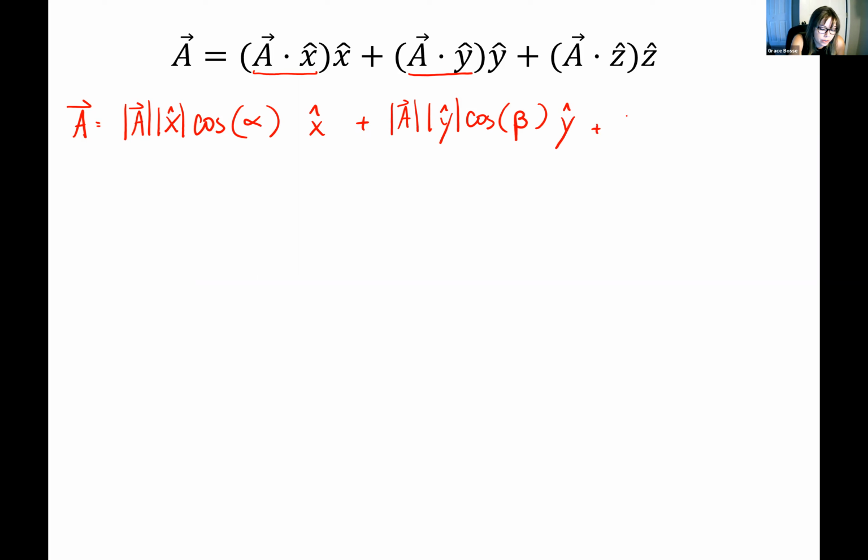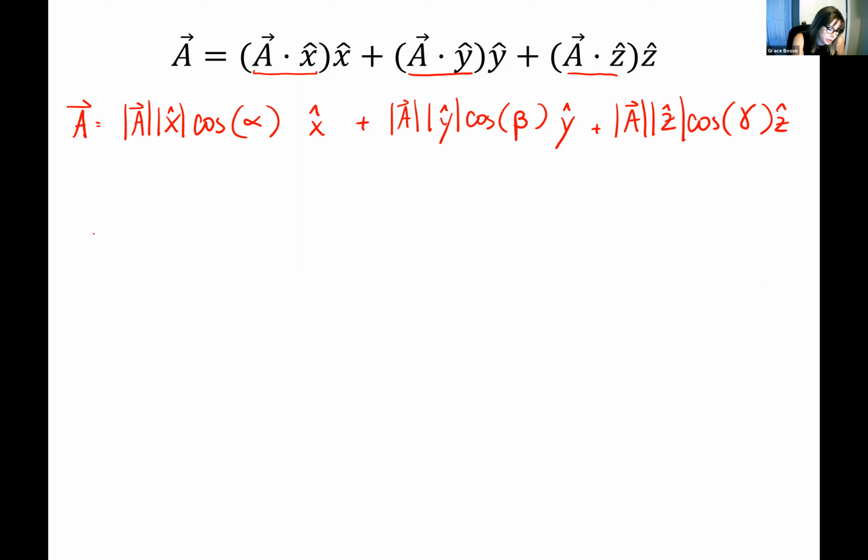Likewise with that last term, I replace this dot product with the definition of the dot product. That's the norm of the first vector times the norm of the second vector times the cosine of the angle between them. This angle I'm going to call gamma. That's the Greek letter gamma. And all of that gets multiplied by z hat. All right, so I just plugged in some definitions.